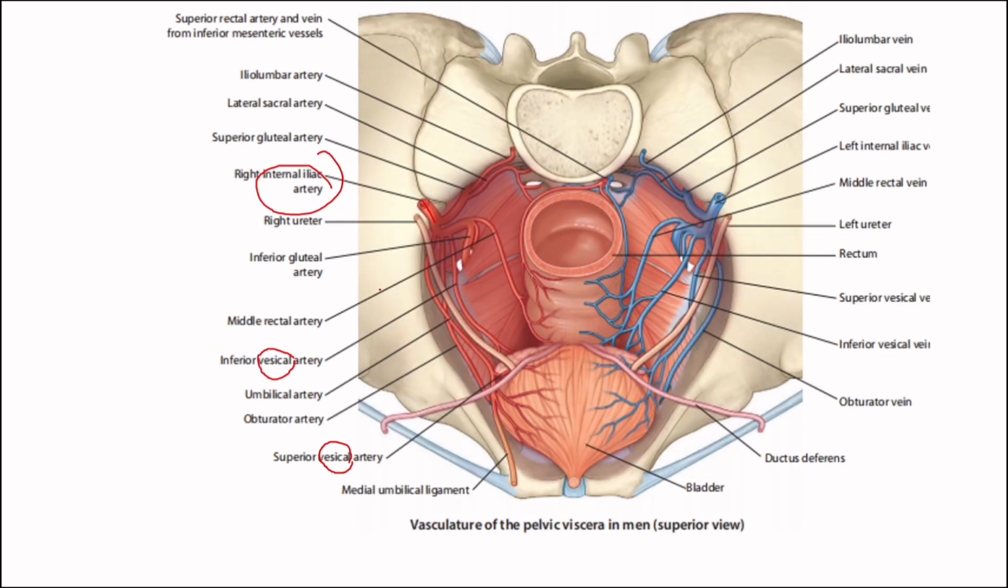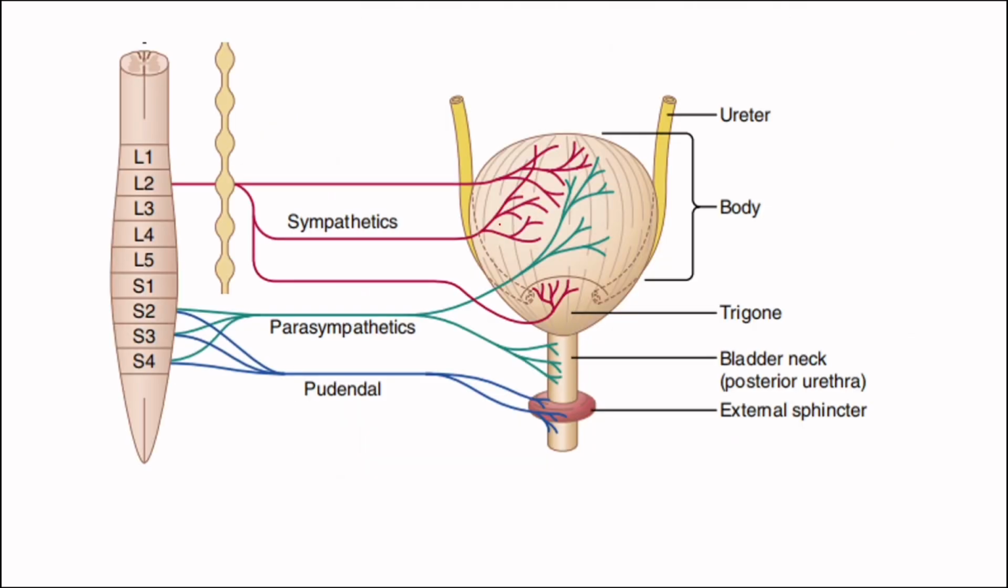Then lymphatic drainage, it will follow the what? The arteries and the veins. Okay, follow the arteries and the veins to the external iliac lymph nodes and the internal iliac lymph nodes. Done. Okay. Then the nerve supply of the bladder, the detrusor muscle now, is from the what?